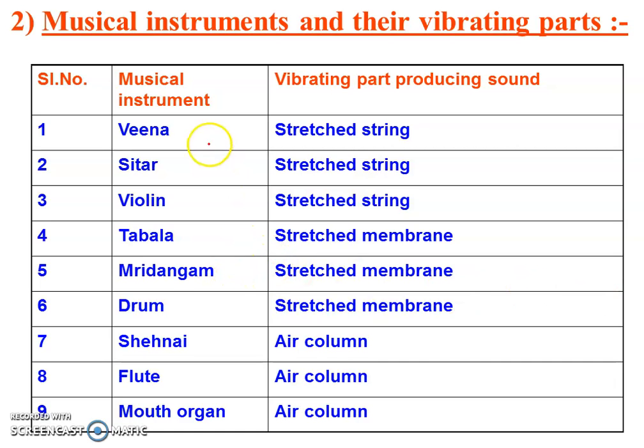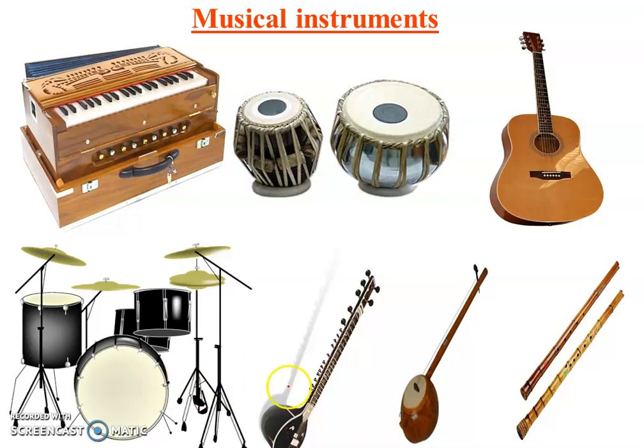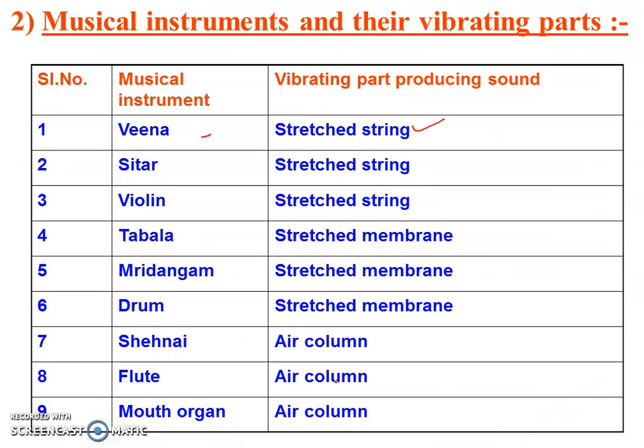Like veena. In veena there is a stretched string. When we pluck this stretched string, we get the vibrating sound. Now see this instrument, there is a stretched wire. When we pluck this wire, we get the sound. So which is the vibrating part? Stretched string.